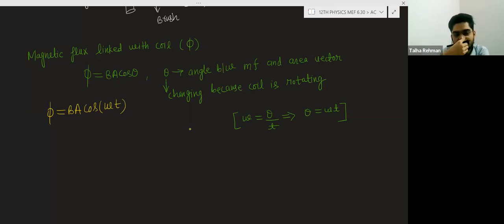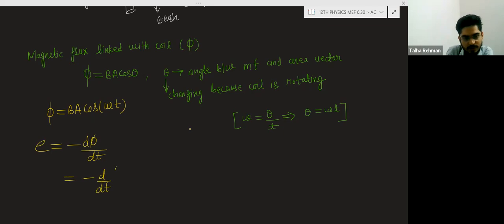Theta is equal to omega t. So this is our magnetic flux. And according to Faraday's law, E is equal to minus d phi by dt. So this is d/dt of what is phi? phi is BA cos omega t.